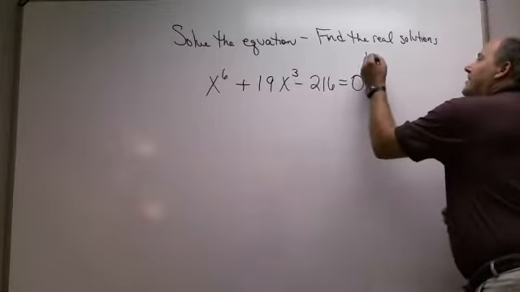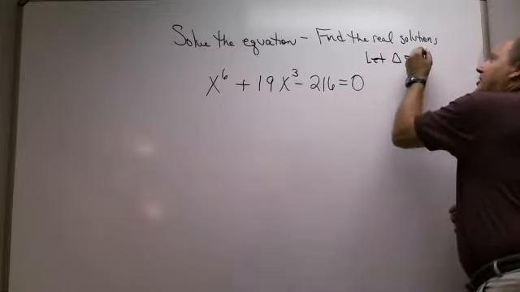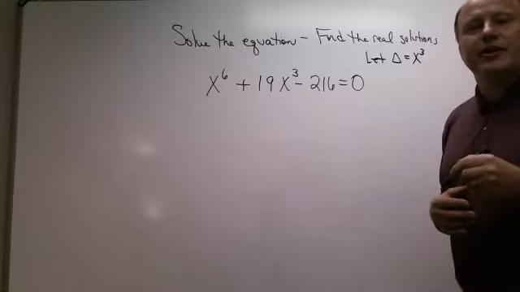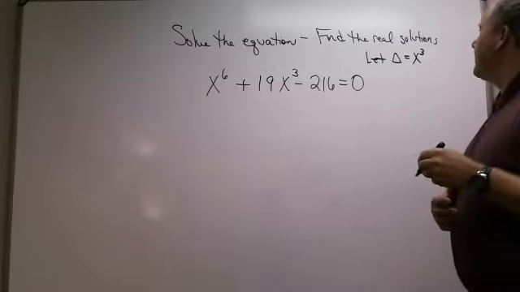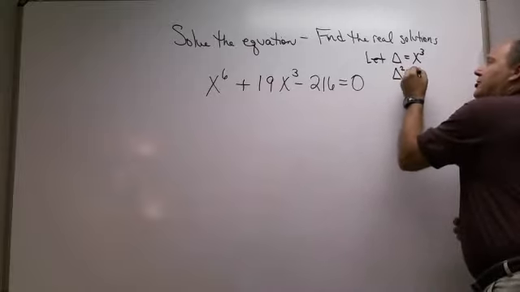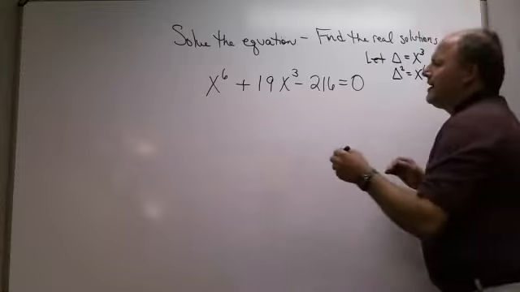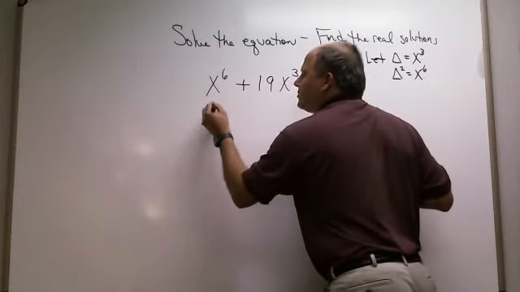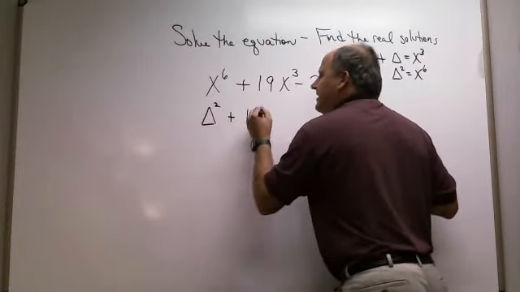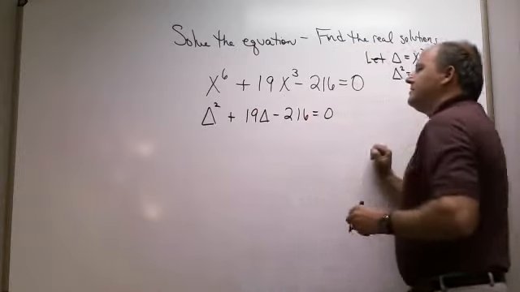So if you let delta be equal to the middle term without the coefficient, very similar to a problem I did earlier, that delta equals x to the third, then that means delta squared is the first term without its coefficient. So if you bring the deltas in, this is delta squared plus 19 delta minus 216 equals 0.